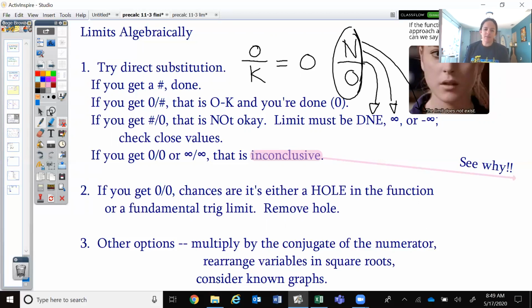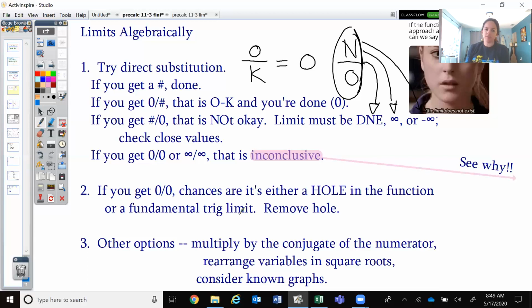And then last but not least, if you get 0 over 0 or infinity over infinity, then that's inconclusive because there are different sizes of infinities. And so I'm going to show you why on the next page, which is super cool. And so if you get 0 over 0, chances are it's either a hole in the function or a fundamental trig limit, which we'll do at the end. And so what you would do is, if there's a hole in the function, you would remove the hole and then go back to step 1 and try direct substitution.